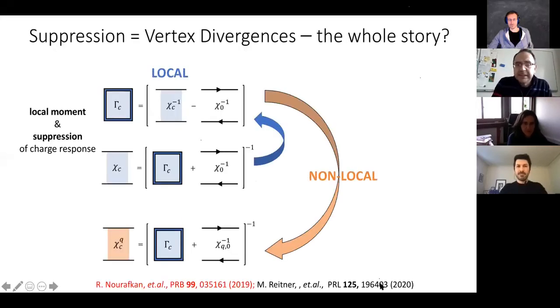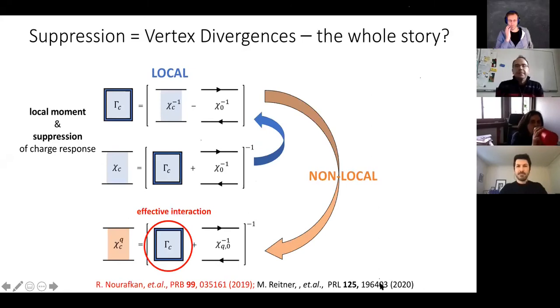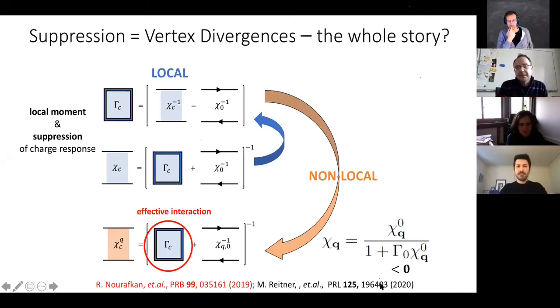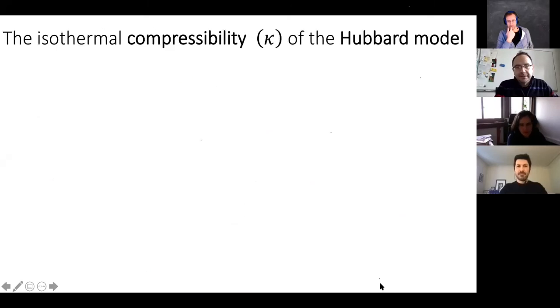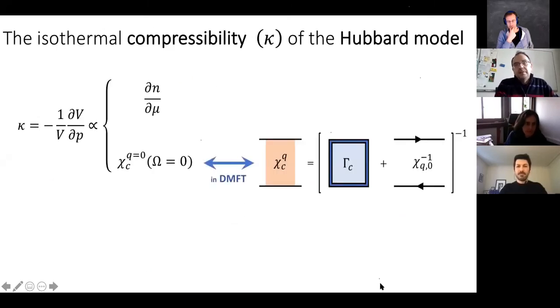So as I said, there was this observation by the group of Tremblay and also by ourselves that, of course, if you cross a divergence line and you change the sign of the eigenvalues, this means that you are manipulating the sign of the effective interaction in the Bethe-Salpeter equation, and this may have important consequences. In particular, for us, it was interesting to look at the isothermal compressibility of the Hubbard model in DMFT, because this quantity is really one that you can get from the lattice, so the non-local Bethe-Salpeter equation of the DMFT, where, however, the local vertex provides the input.